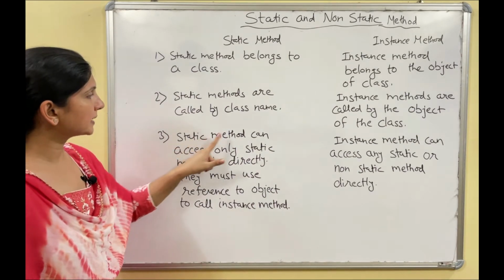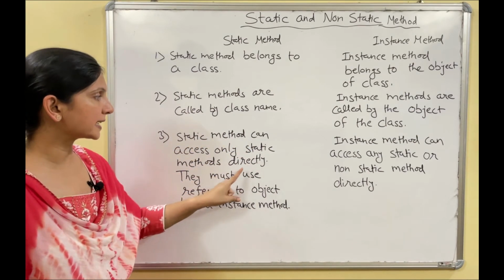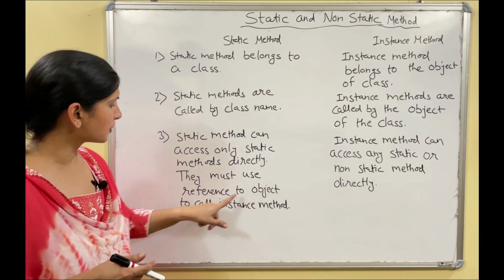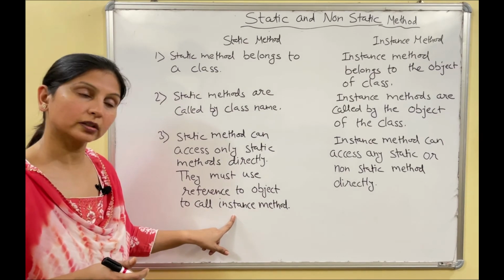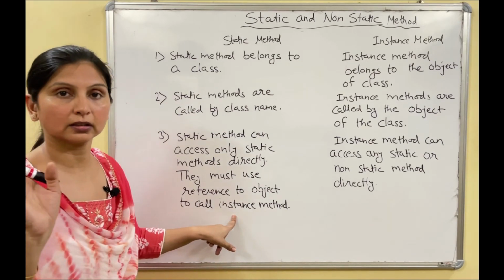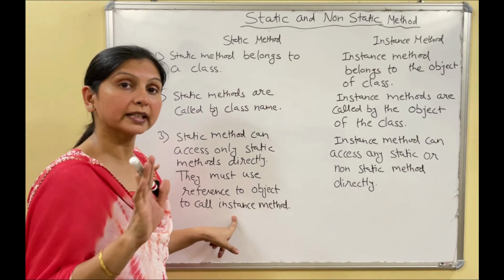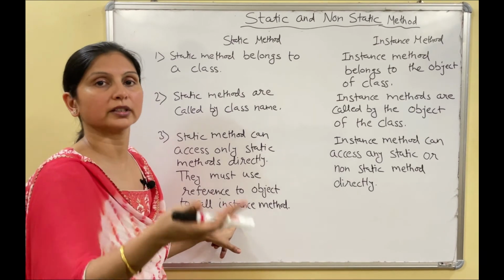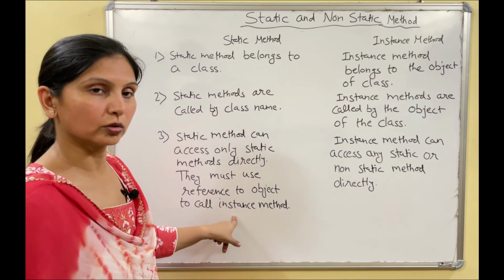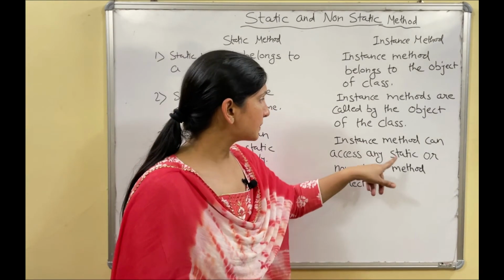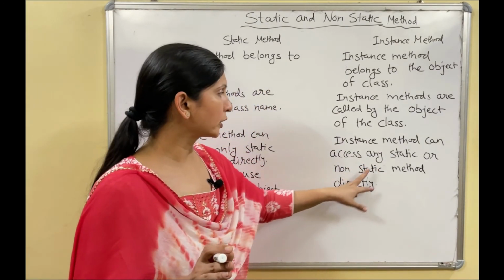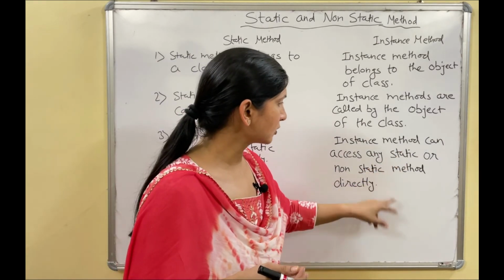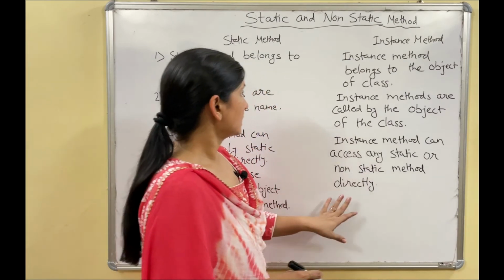Third point, static method can access only static methods directly, right? They must use reference to object to call the instance method. So it's not like that static method cannot call the instance method. They can, but not directly. For that we need to create the object of the class, and through that object we can call the instance method or non-static method. While instance method can access any static or non-static method directly. It can call this static or non-static method directly. Fine. So these are the differences.